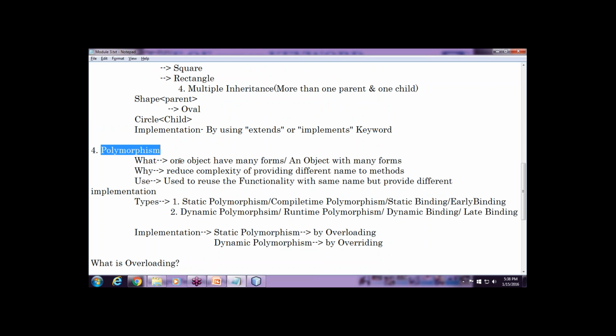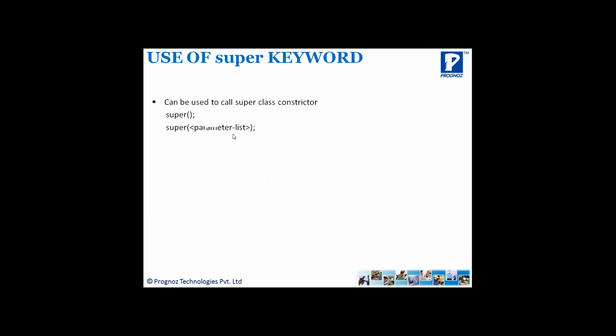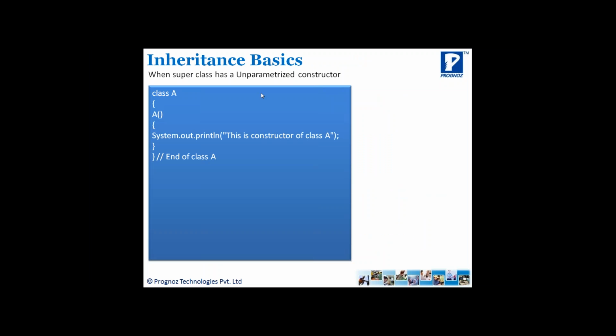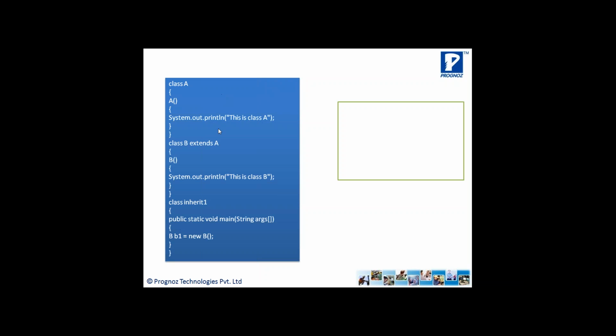Now let's move to polymorphism. Super can be used to call the superclass constructor, and can refer to the instance variables or methods by using super dot. It must be the first line. When the superclass has an unparameterized constructor, and this is a constructor of class B, this is how you must call the parent constructor. Then this line is optional. Anyway, if you are not calling the super constructor, it is still called by the JVM.